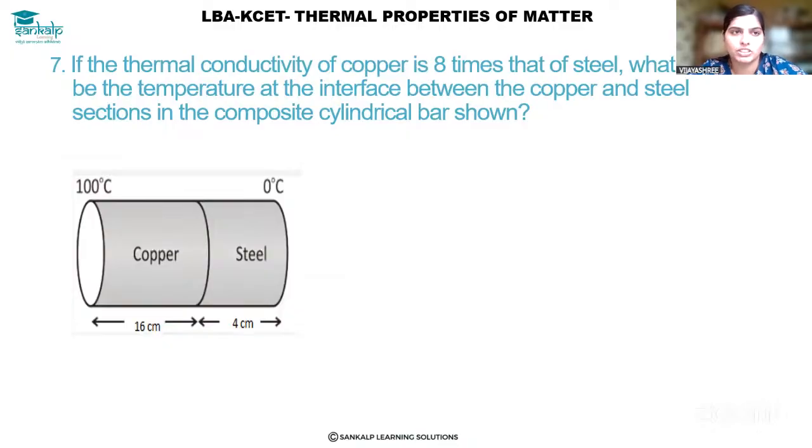Let us see question number 7. If the thermal conductivity of copper is 8 times that of steel, what will be the temperature at the interface between the copper and steel sections in the composite cylindrical bar as shown in the figure?